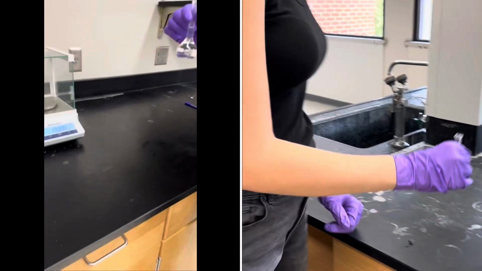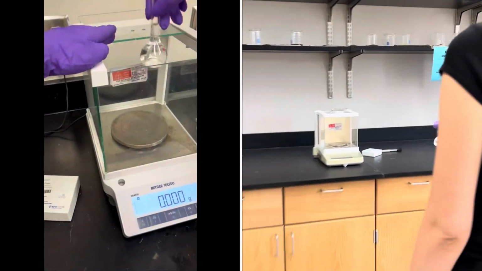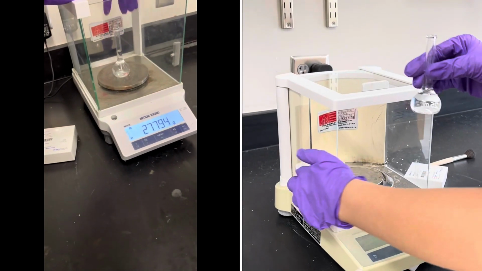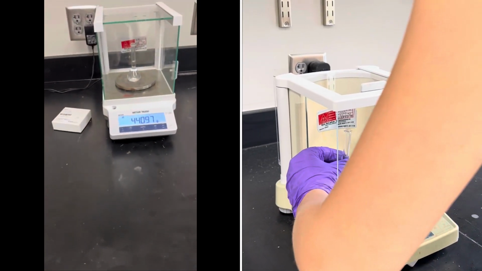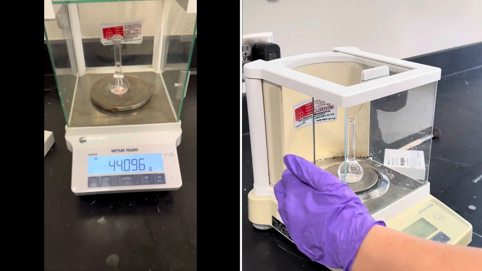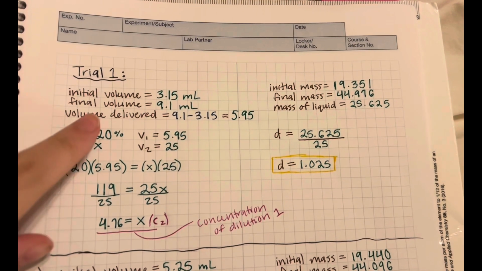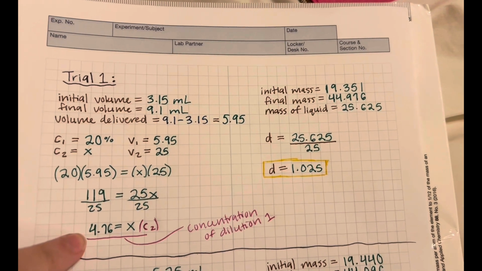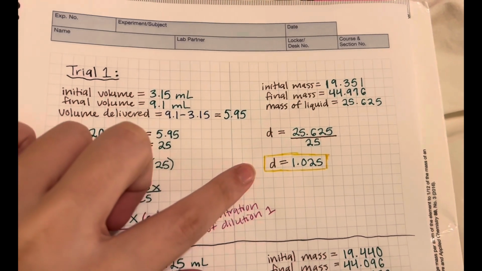So now we are going to go ahead and put it on this balance, and we're going to get this final mass real quick, which is 44.096. As you can see, I did all the math and I got the concentration of my second dilution and the density of my second dilution.